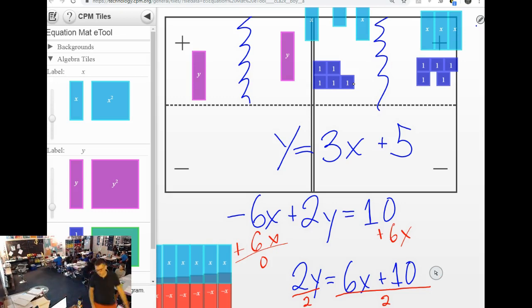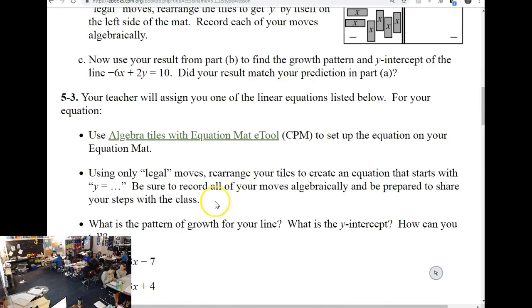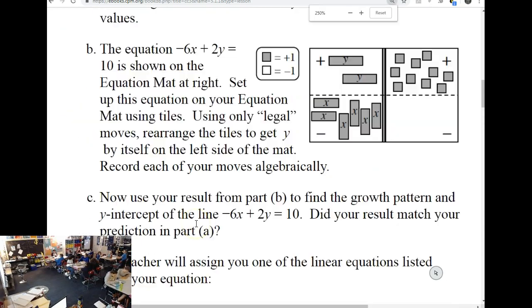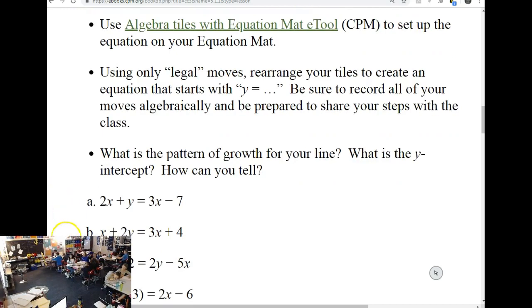I want you guys to try this with this one. Now I know it's a bit more complicated, but try that with, so now we're on 5.3 part A. I want all of us to try this one together, then we'll kind of split things up. So you have 2x and a y on the one side. You have a 3x and 7 negatives on the other side.